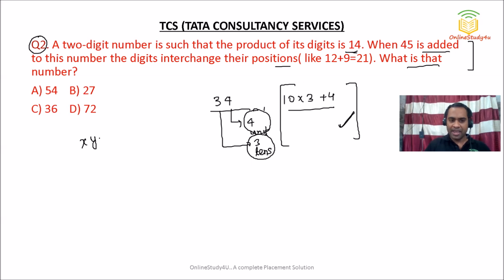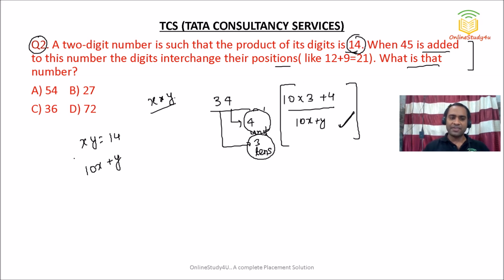So I will assume x into y is 14, right? See, multiplication means x into y is nothing but 14, right? Now, a two-digit number, how will we represent? 10x plus y. So 10x plus y will be nothing but the two-digit number. So a two-digit number is such that the product of its digits is 14.